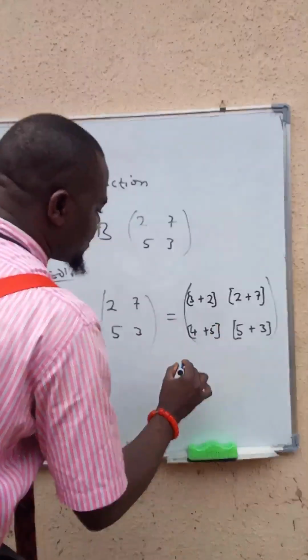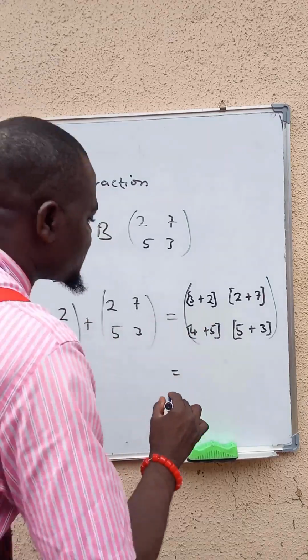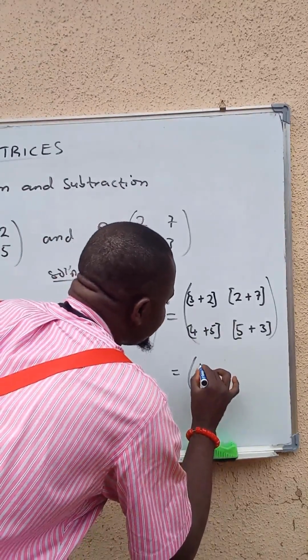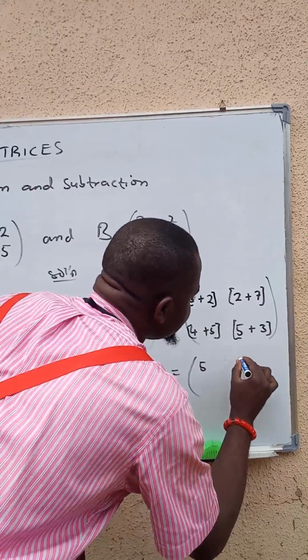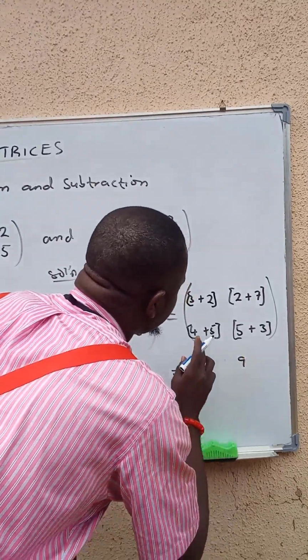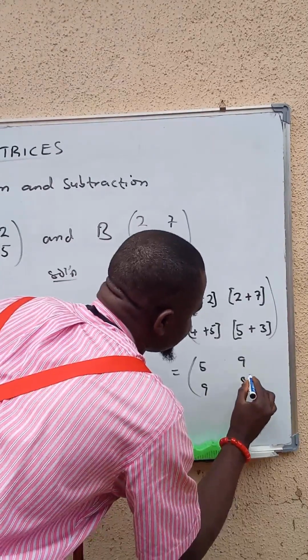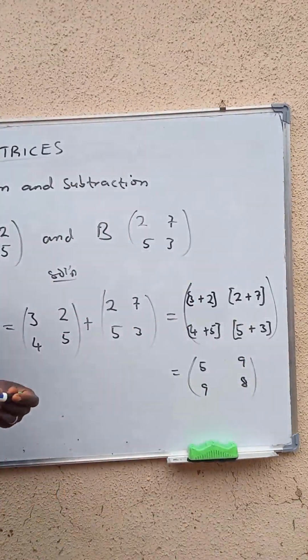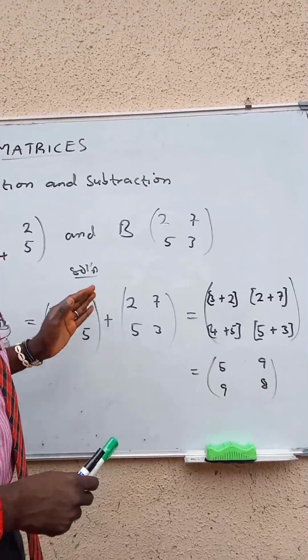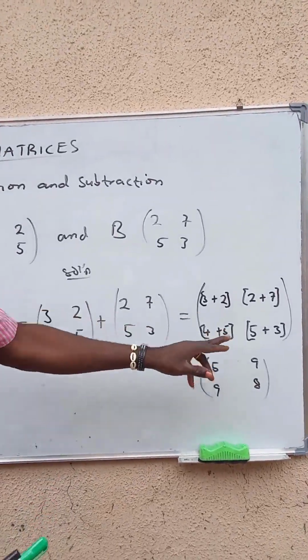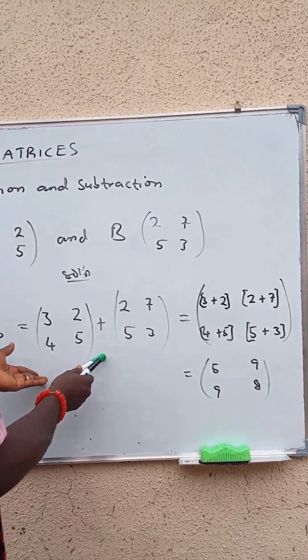So if you finish it like this, 3 plus 2 will be 5. 2 plus 7 is 9. 4 plus 5 is 9. 5 plus 3 is 8. So this is the answer, right? So this is the addition. For the addition to be possible, you must have the same order.